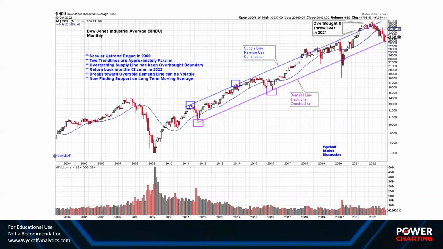Now, this is a chart we haven't looked at for a long time. These notes over here are old notes, but this is a secular uptrend in the Dow Jones Industrial Average.